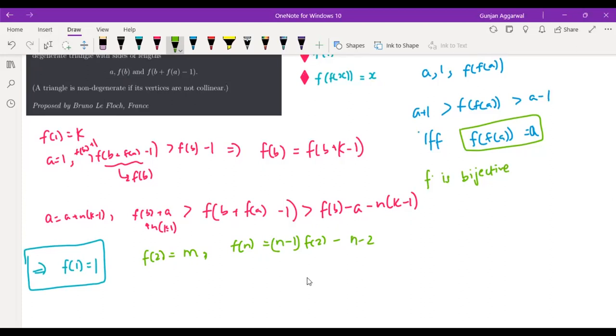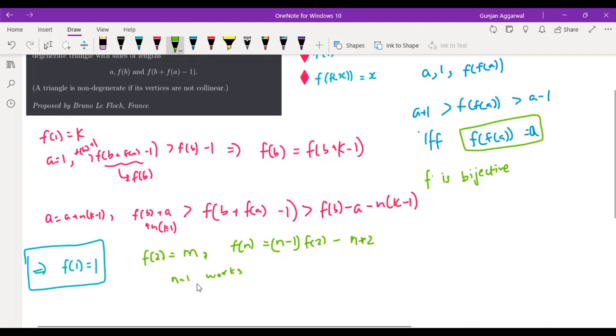For n is equal to 1, it works. Now we fix any n is equal to k works. Now we'll try to prove. Oh, this is induction. This should be plus. Like it will become positive. Oh, no, it doesn't. So let's prove it for f of 2 itself.